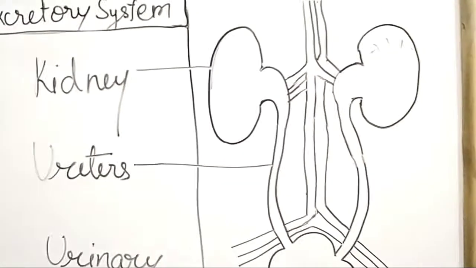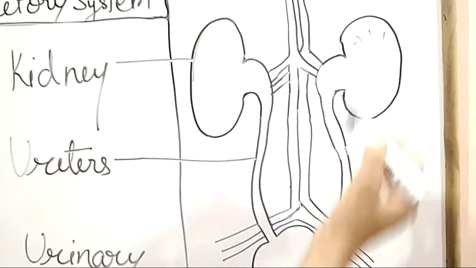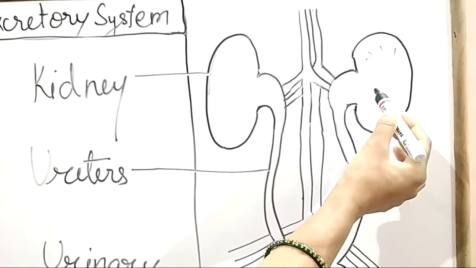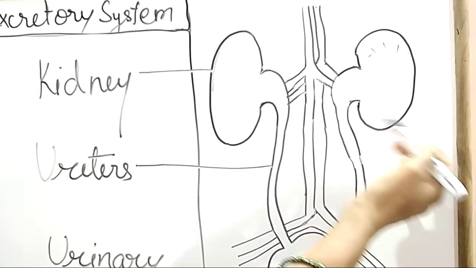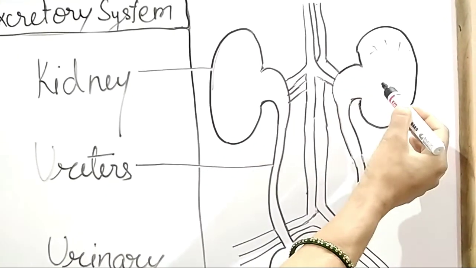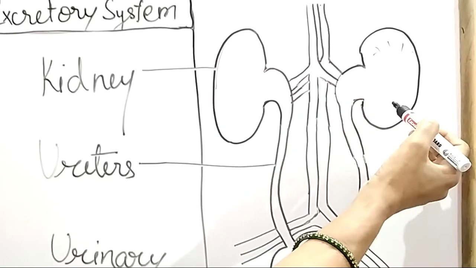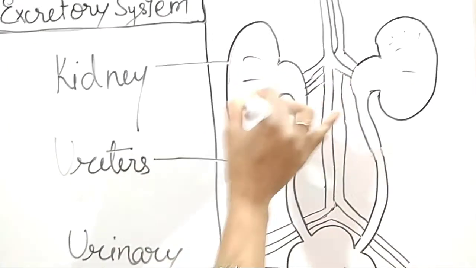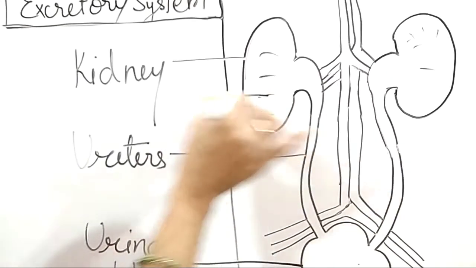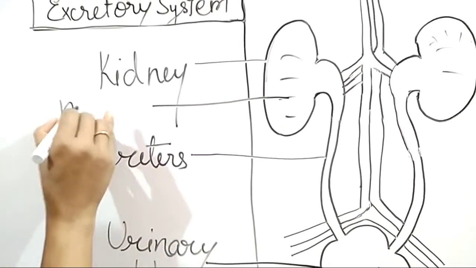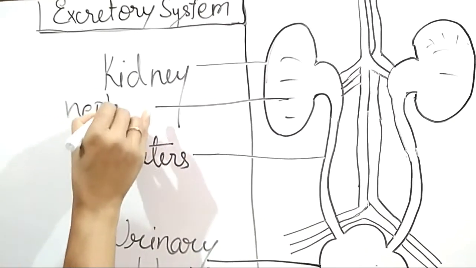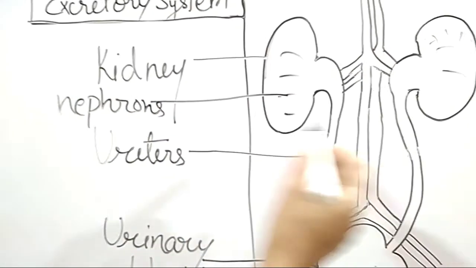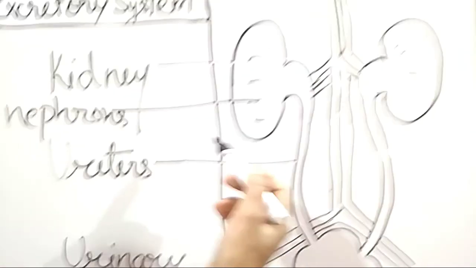To understand the working, first we should know the blood. Blood is brought to the kidney by the renal artery. It comes here, and here are the filtering units, that is, nephrons. Nephrons are present here. These are nephrons. These are the main filtering units of the kidneys. They do the main work of filtering.